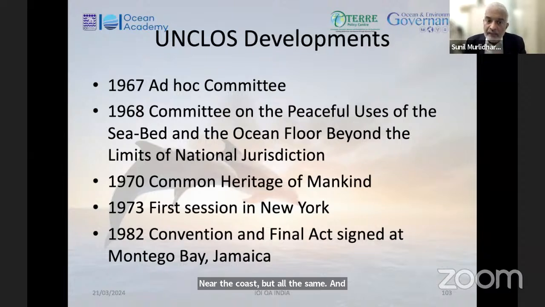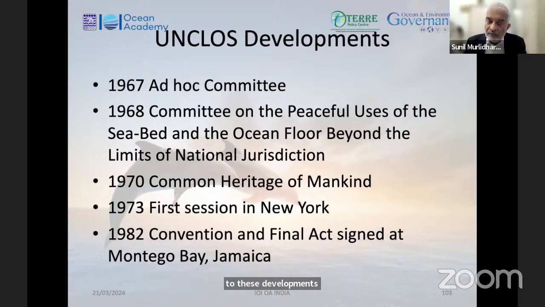And then in 1970, there was the concept of common heritage of mankind that was introduced by Arvid Pardo. And he said that the seafloor, the seabed beneath the seafloor and the resources of the seabed were the common heritage of mankind. This was a famous speech given by Arvid Pardo on the 1st of November of 1967. And that led to these developments.